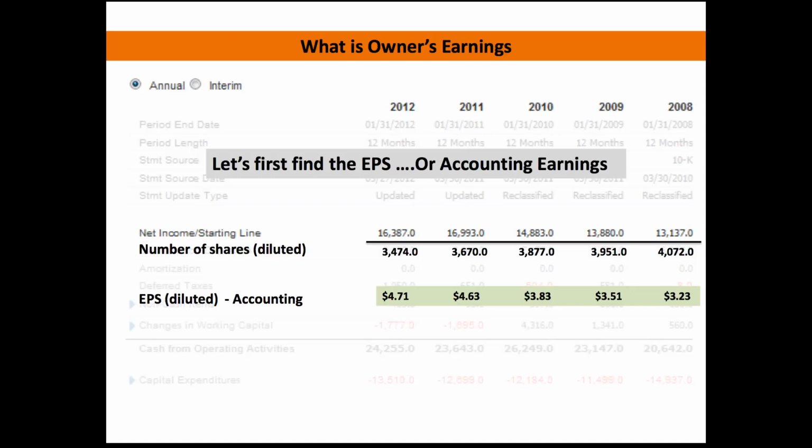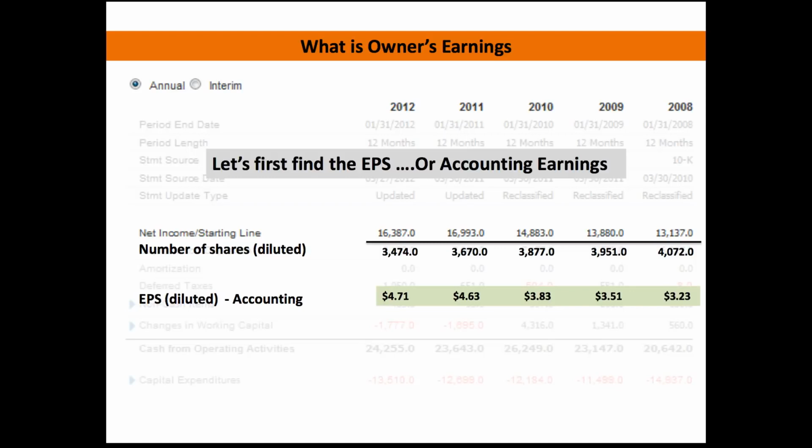So that number you can see is listed, and then I have the number of shares diluted, which I pulled off of the income statement, listed underneath of that. And in order to find our EPS diluted, all we're going to do is we're going to take the net income and divide it by the number of shares outstanding, which is we're going to use the diluted number because that's going to give us a more accurate number. When we divide those two, that gives us our EPS diluted. And this is the number that's the accounting number. This isn't the owner's earnings. We're going to do that next.